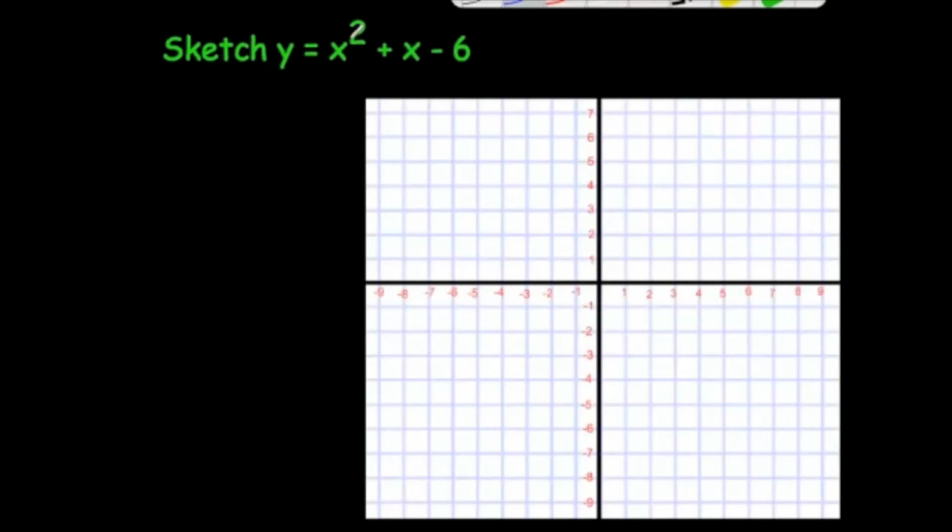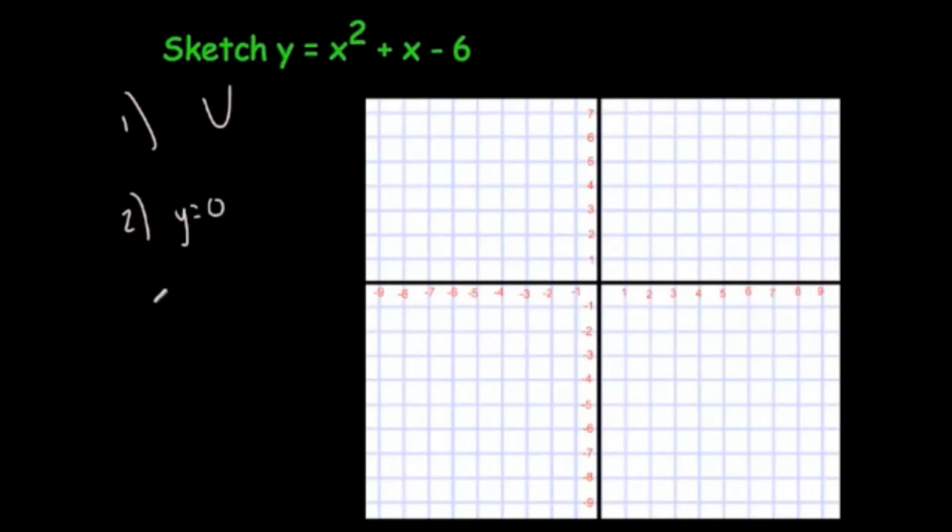This time we're going to sketch the graph y equals x squared plus x minus 6. Again, firstly, it's a positive x squared graph, so it means it's going to be a U-shape. Second, you're going to let y equal 0. By letting y equal 0, you'll find where it crosses the x-axis. It's going to be 0 equals x squared plus x minus 6. Factorizing that will give you 0 equals (x plus 3)(x minus 2).